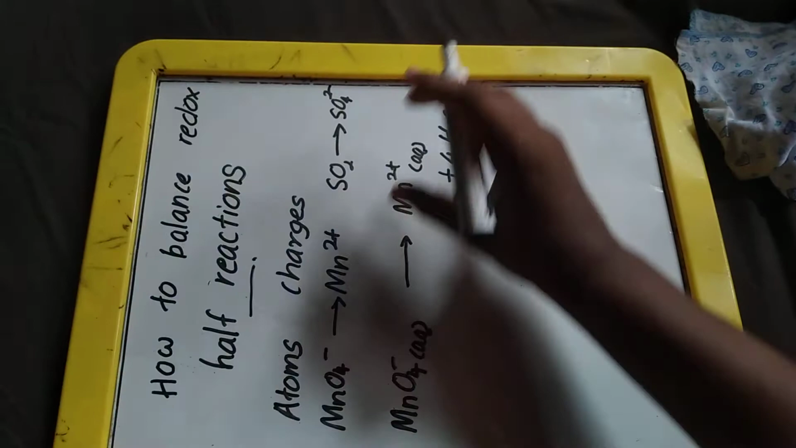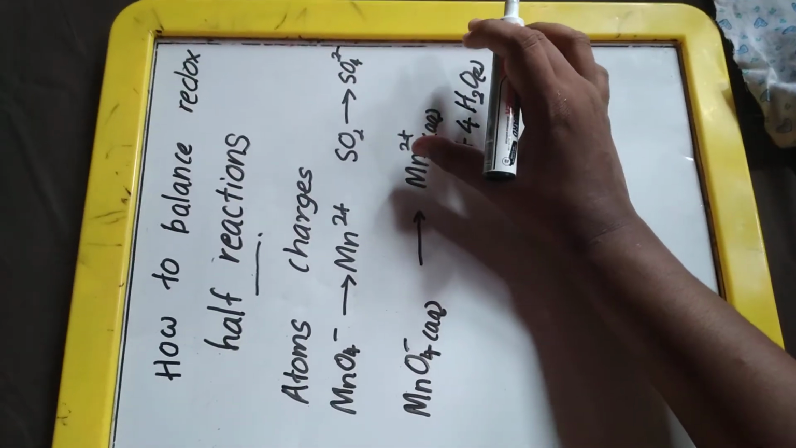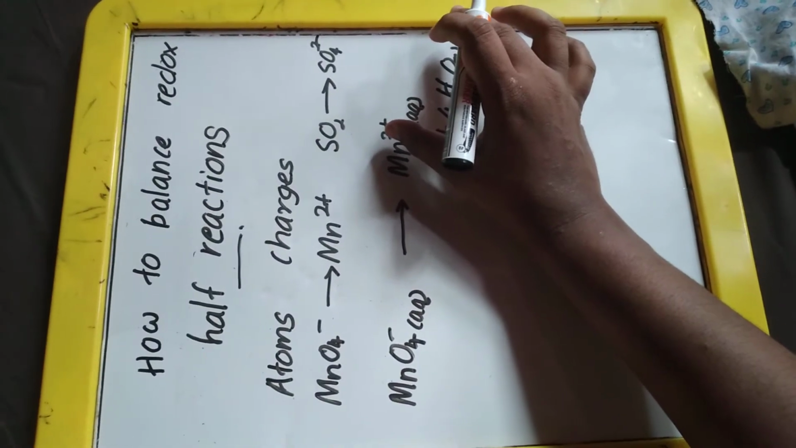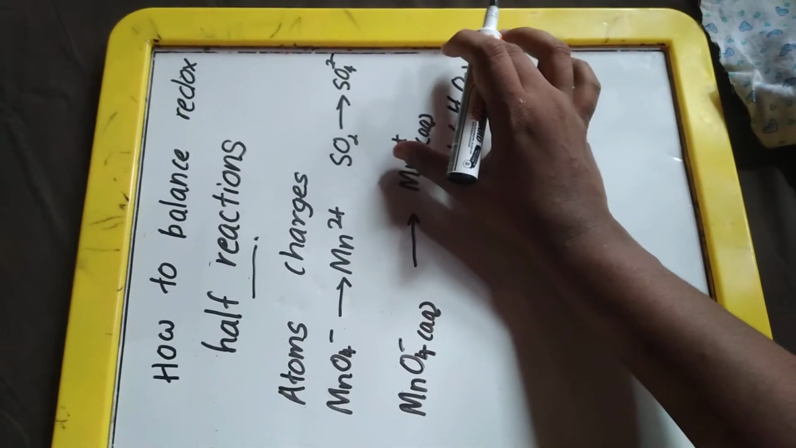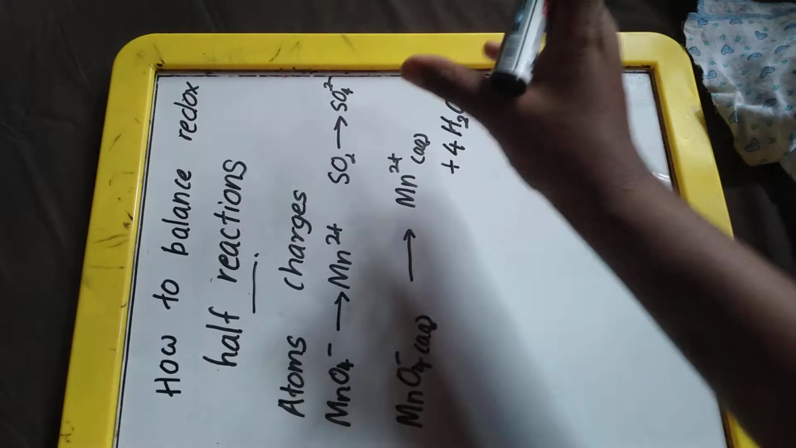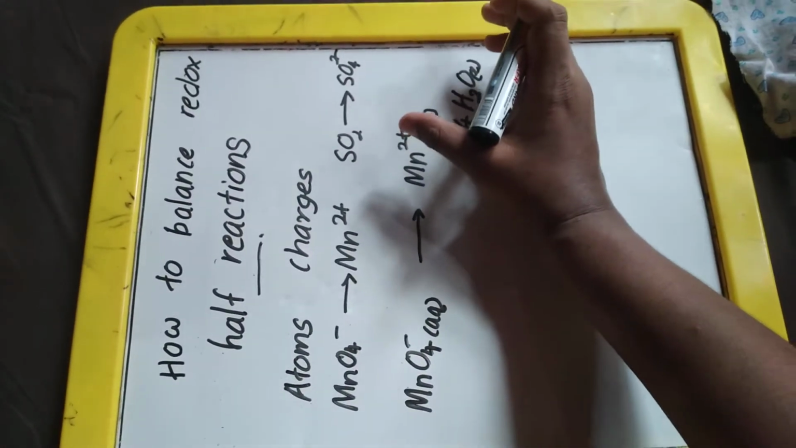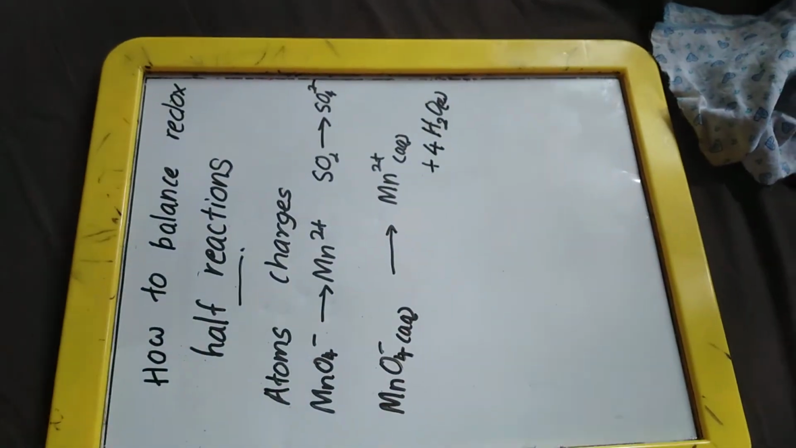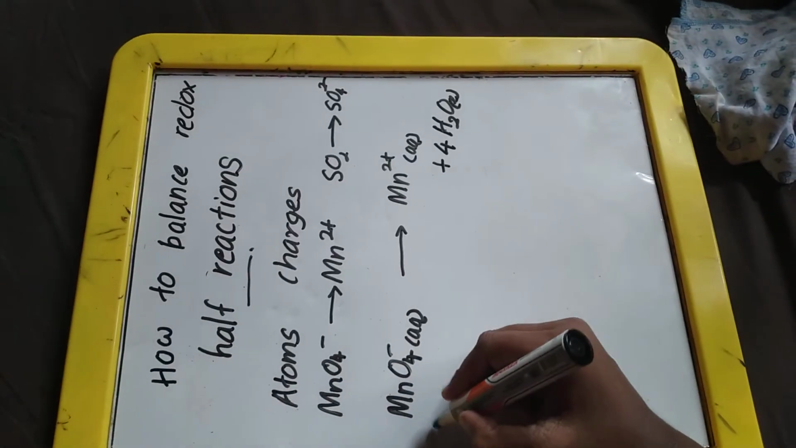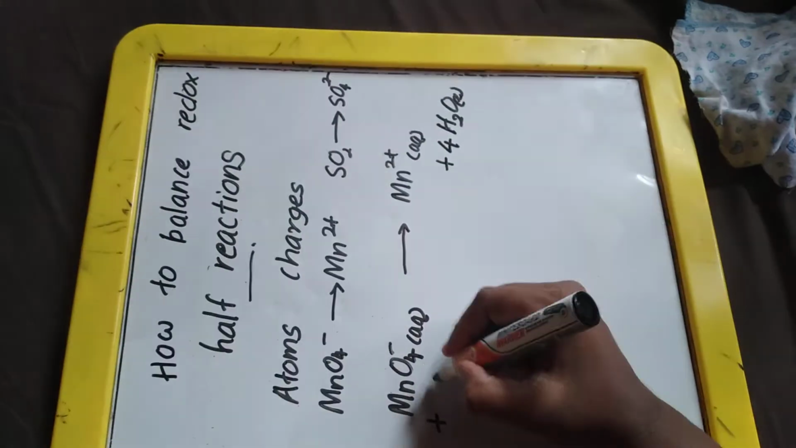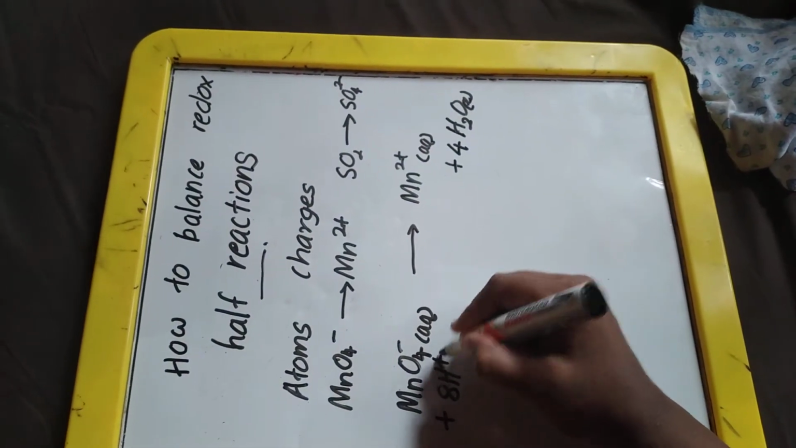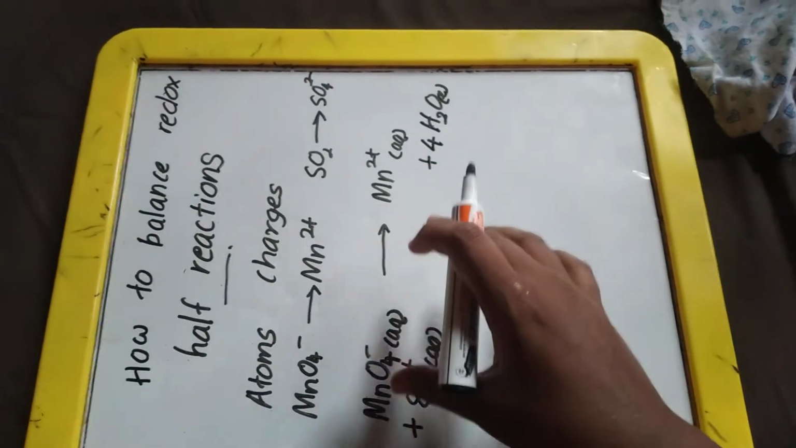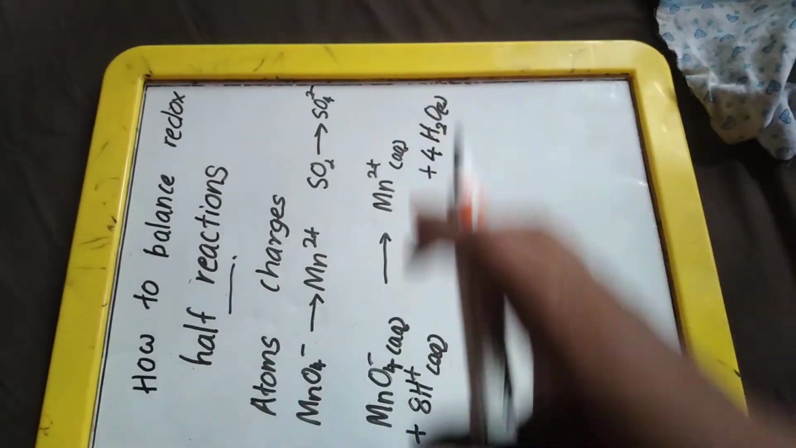Now, you have introduced hydrogen to this equation. So, to balance hydrogen, you have to add H plus, hydrogen ion. If you add hydrogen to this side, the hydrogen content will increase. So, you have to add hydrogen to the other side. So, it will be 4 into 2, 8 H plus. Now you have balanced the atoms.